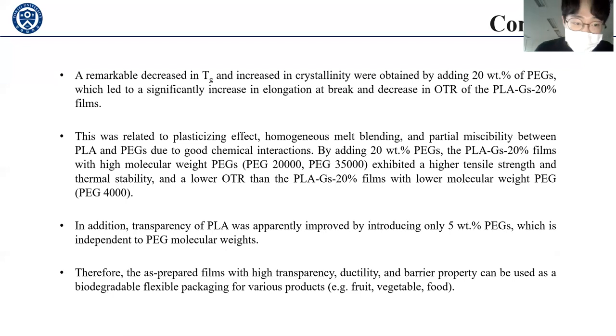And this is our conclusion. A remarkable decrease in Tg and increased crystallinity were obtained by adding 20% of PEGs, which led to a significant increase in elongation at break and decrease in OTR of the PLA-PEG 20% films. This was related to the plasticizing effect, homogeneous melt blending, and partial miscibility between PLA and PEGs due to good chemical interactions.